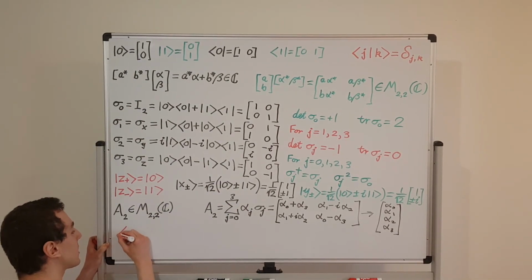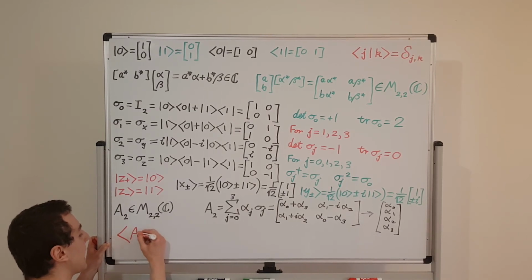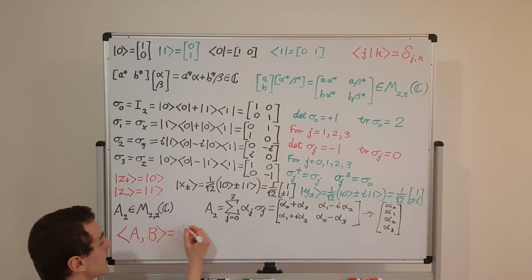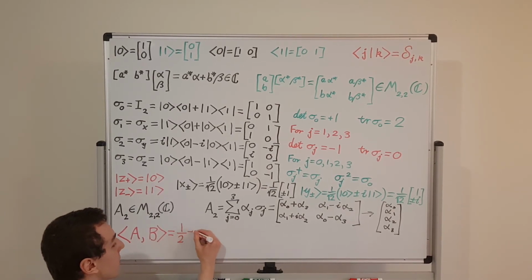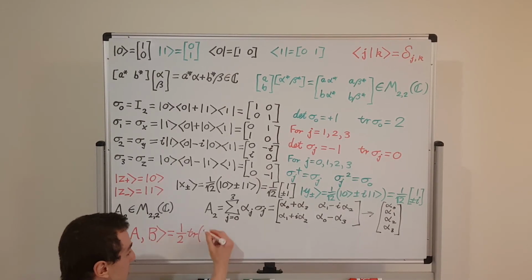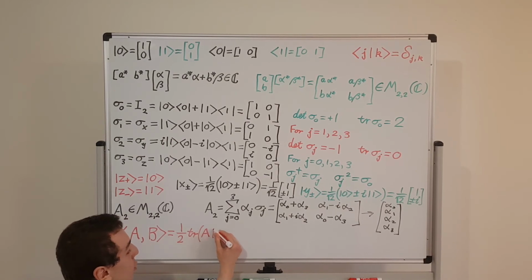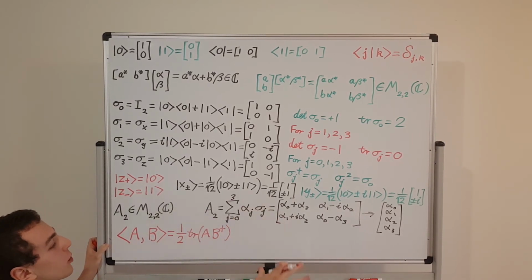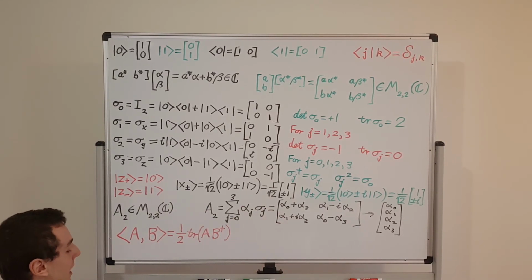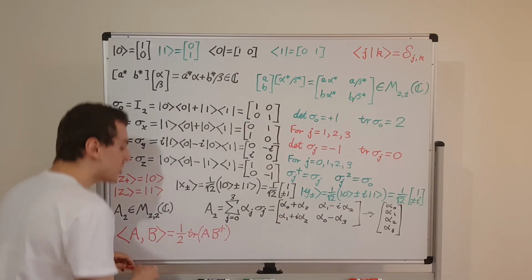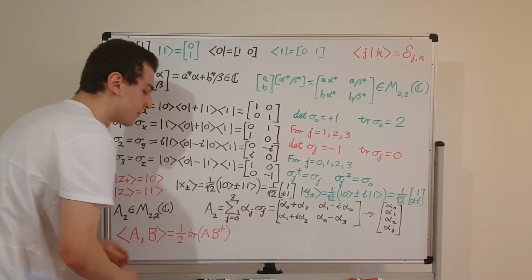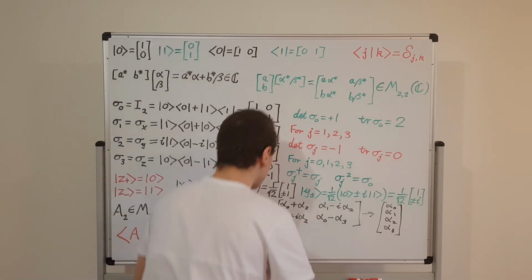Let's define the inner product between two matrices, A and B, like this. The inner product is going to be 1/2 of the trace of the matrix product of A and the Hermitian adjoint of B. So this is the inner product that I'm using to define this new inner product space. What we can do is find these alphas by taking this inner product.